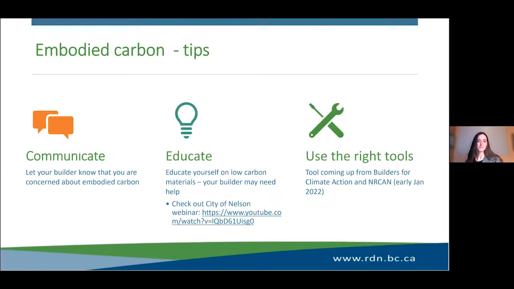So tips for embodied carbon: let your builder know that you're concerned about embodied carbon. And as I mentioned, this is something that the industry is turning its attention to fairly recently. So you might have to lead the way on a lot of it. There are tools to help. There's the Builders for Climate Action and NRCan tools that are going to be coming out early next year, which might be of interest to your builder. They're compatible with a lot of the existing energy modeling, or the NRCan one is going to be compatible with a lot of the core energy modeling software that's already used.